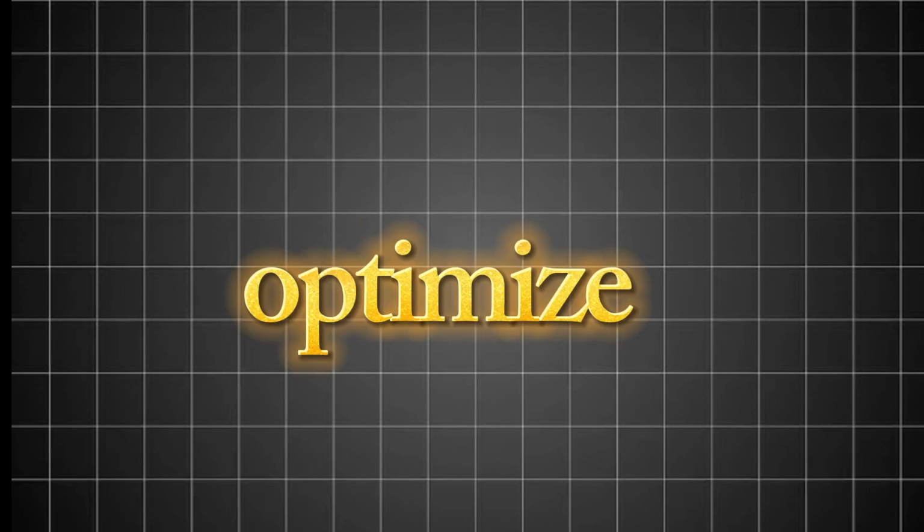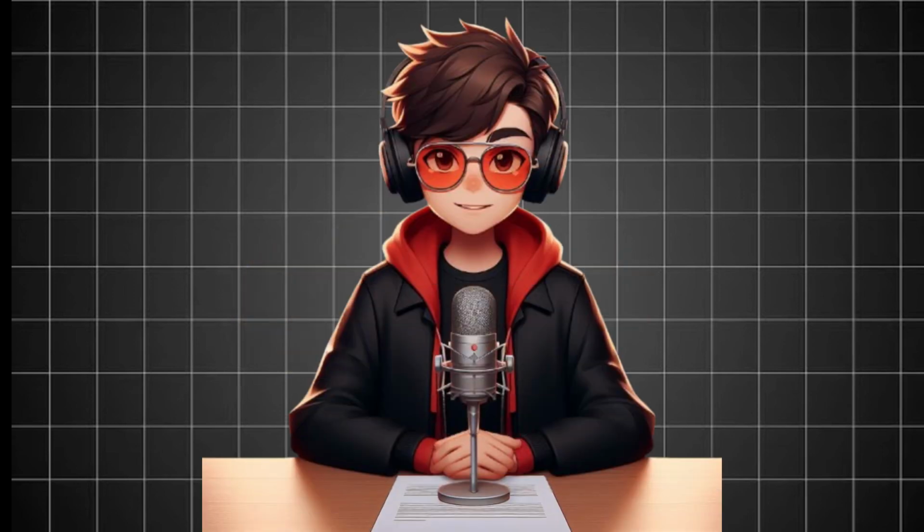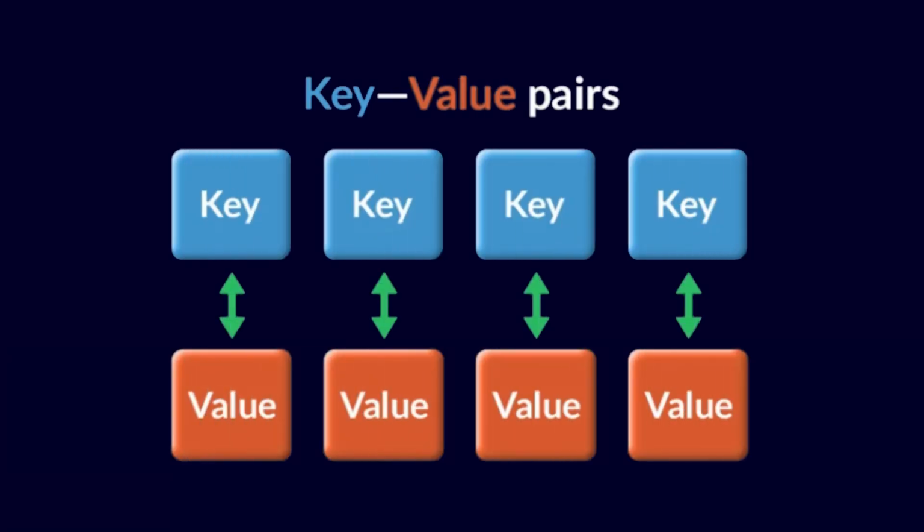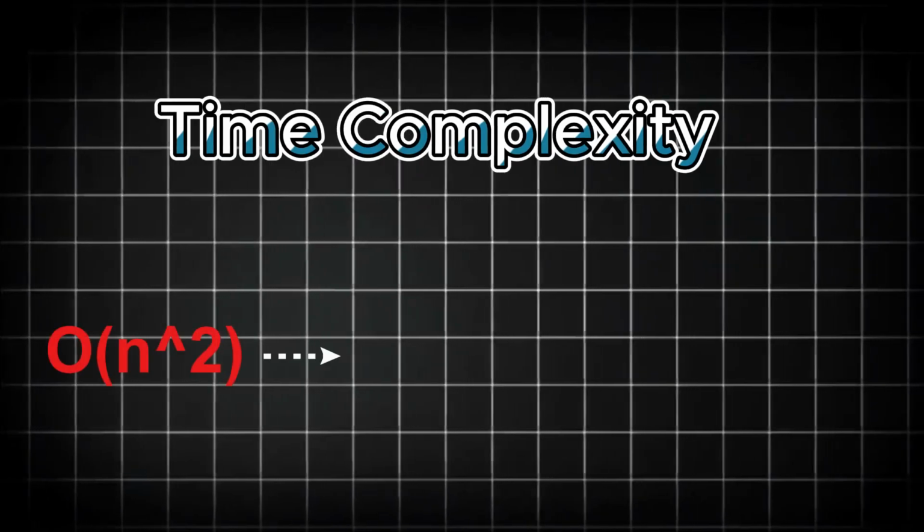Part 3. Optimize the solution. Now let's optimize. Instead of checking every pair, we can use a HashMap, a dictionary in Python, to store values and their indices. This reduces the time complexity to O(n).